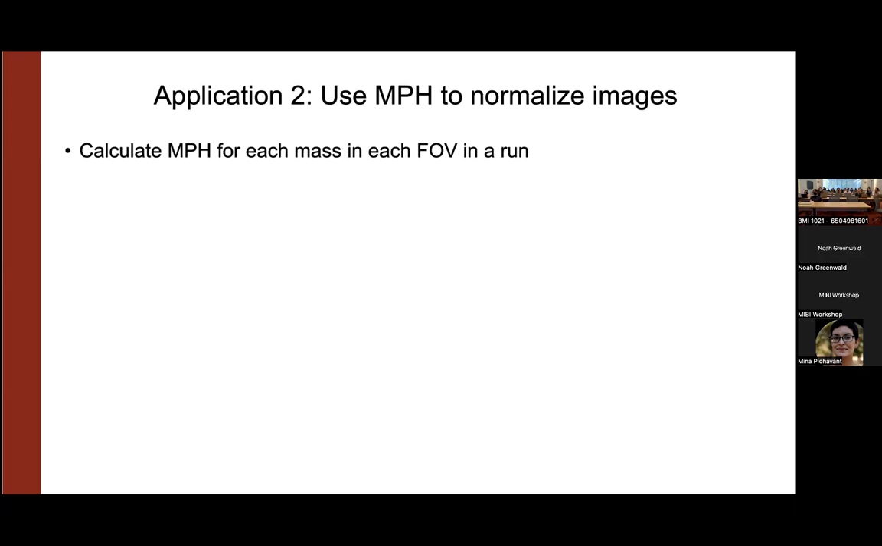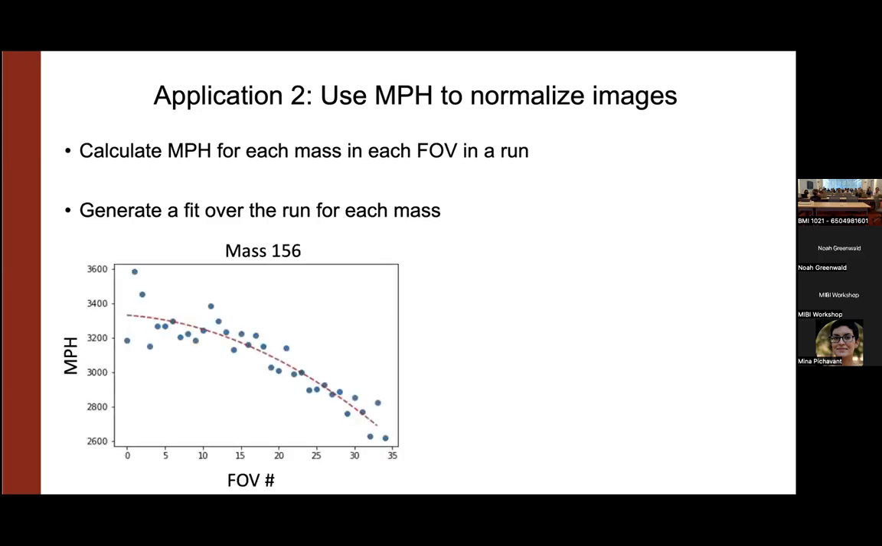The process for that is first calculating the MPH for each mass in each FOV in a run. We then generate a fit over the course of the run for each of those masses. Here's an example. It will look something like this. This is mass 156. On the y-axis is the MPH, and on the x-axis is the FOV number. What you can see is that there's a general decrease in MPH over the course of the run. There's some amount of noise here with the points bumping around, and so that's why we fit a curve to it to remove a fair amount of that variation. Then this gives us a good estimate for each mass of what the MPH is.